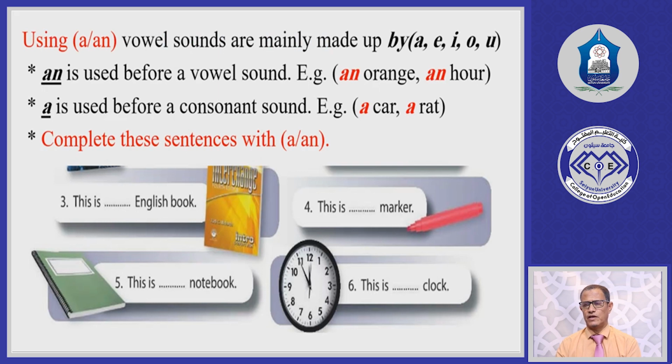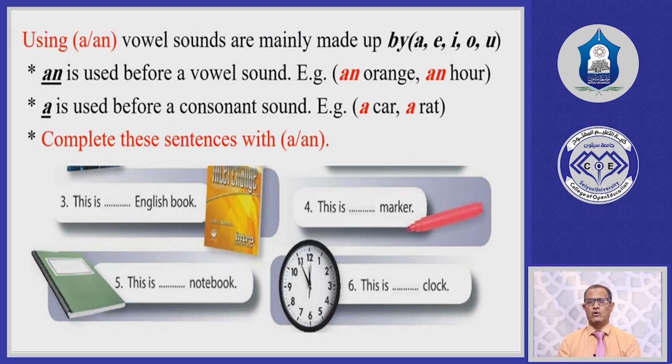But the second article, which is a, is used before a consonant sound. You know that the sounds other than those vowels are called consonant sounds. For example, you can say a car, a rat, a man, a pen, a house. These are singular nouns, but they have a consonant sound at the beginning. For example, car, ka, and rat, ra. These are consonant sounds, and if they are singular, we can use with them the indefinite article a.